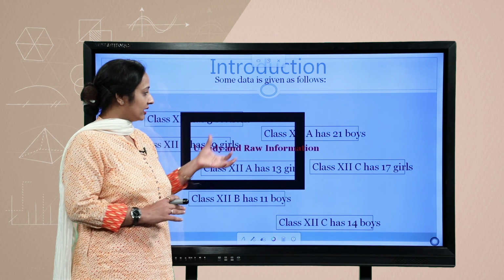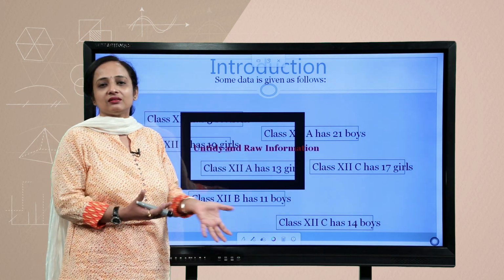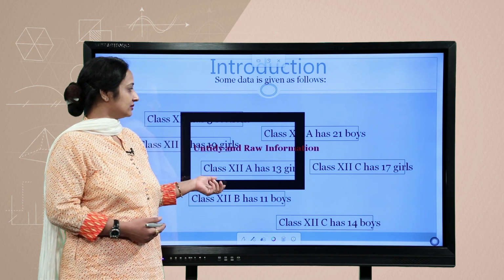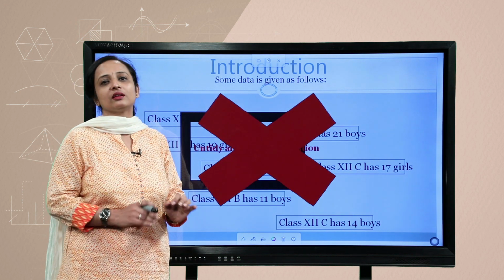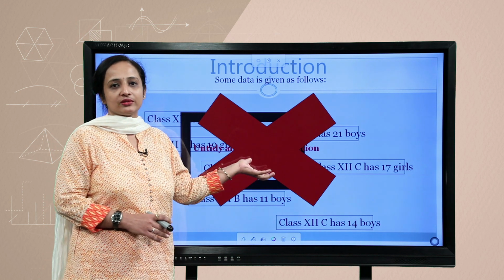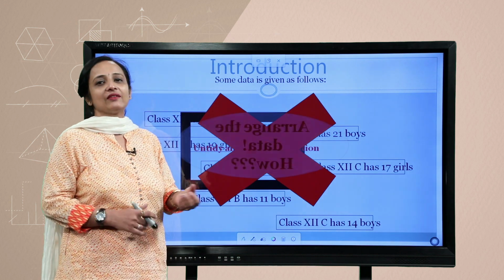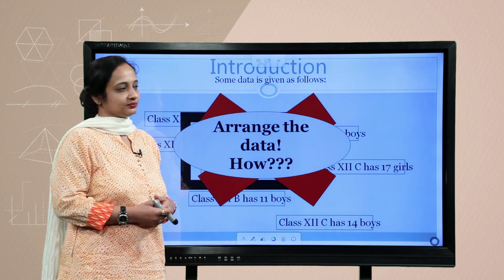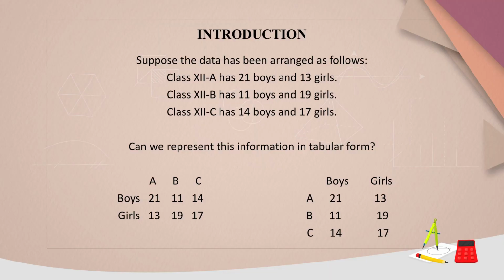Don't you think that this data is very untidy and is giving us very raw information? So how can we arrange it? This is not at all the right way to present any data. We should have some different way to arrange this data. How can we arrange it? Suppose the data has been arranged as follows.